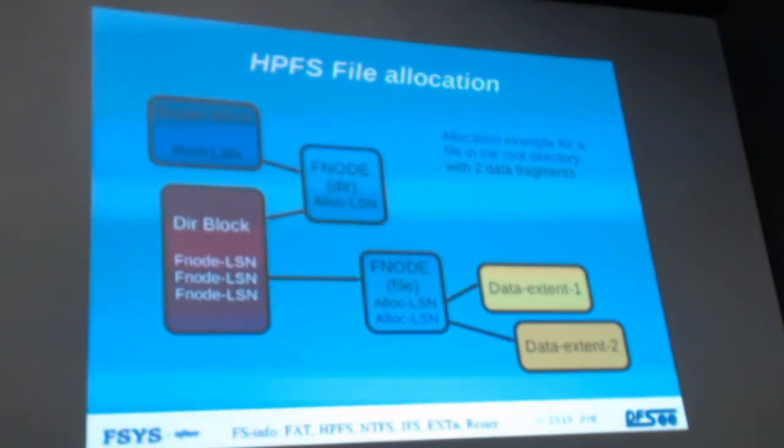The way the files are administered is that there will be a file node, which is the basic information about a file, things like size and attributes, and also the file allocation will be pointed to by that. The superblock knows where to find those F nodes, and an actual file or directory will be pointed to by some information in a directory. And then from the F node, there will be information to find the actual data for the file.